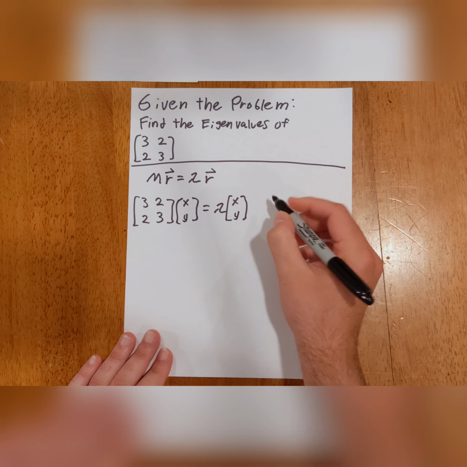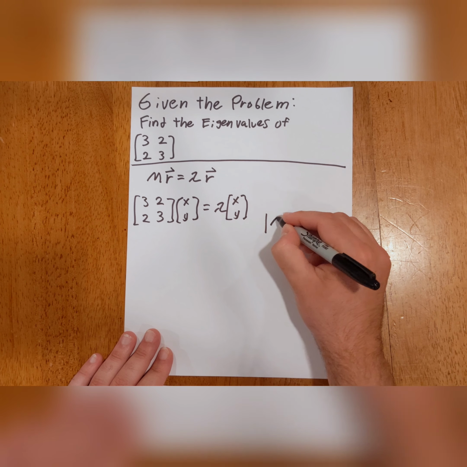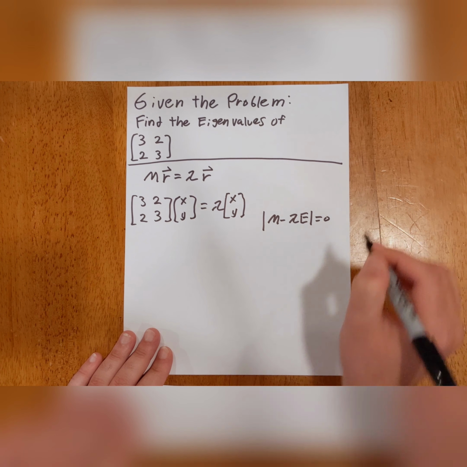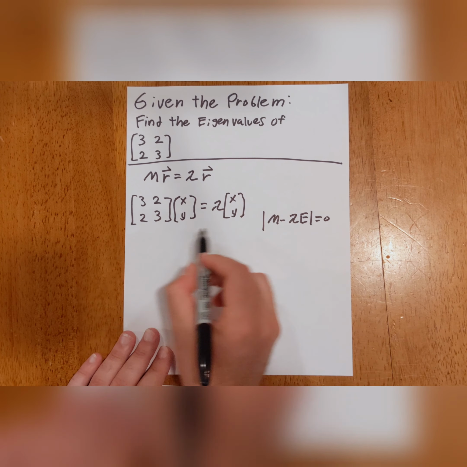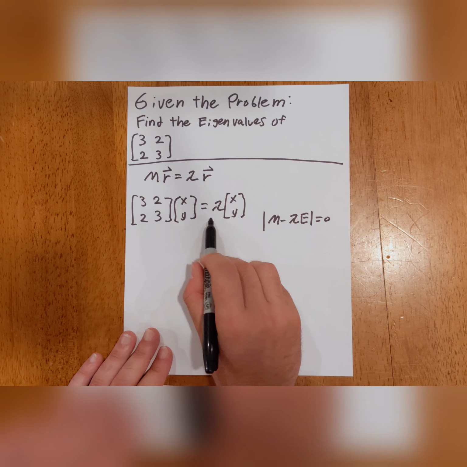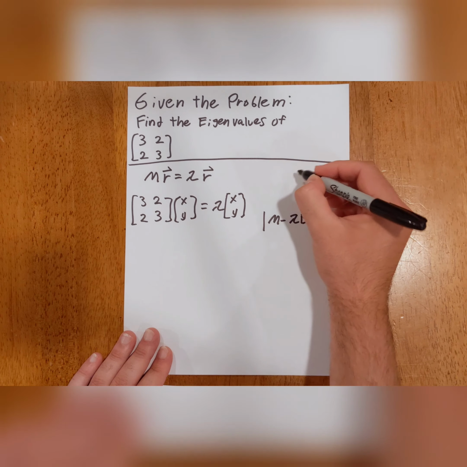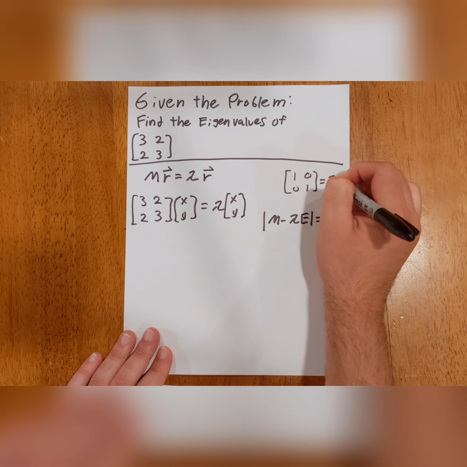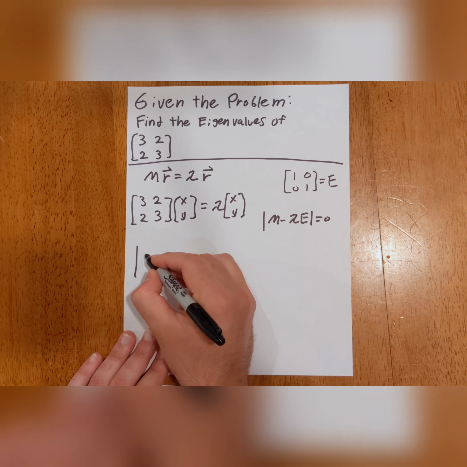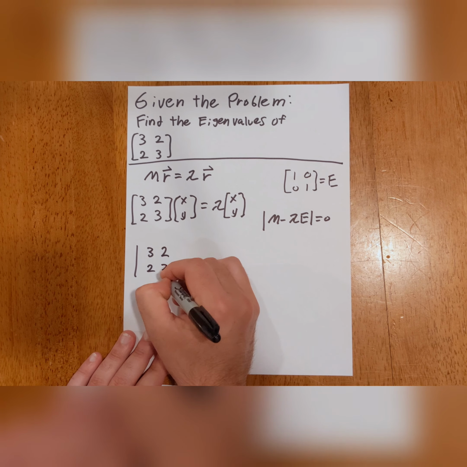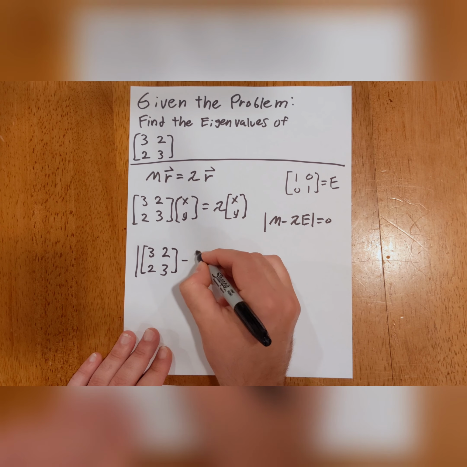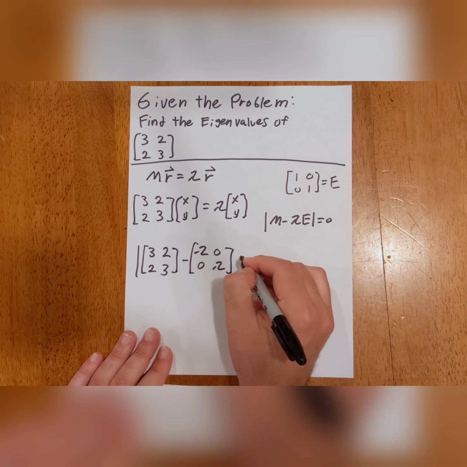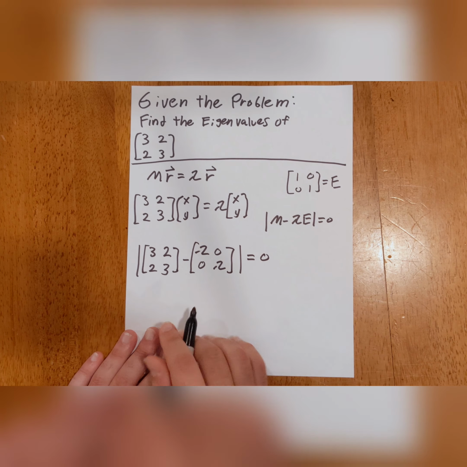Now that we have it in this form, we could apply the identity. The determinant of M minus lambda times the unit matrix is equal to 0. And we're simply going to plug this in for M. We have lambda right there, and our unit matrix is the matrix 1, 0, 0, 1. So plugging that in, we get 3, 2, 2, 3 as our matrix. Subtract that from lambda times the unit matrix. Take the determinant, and we get 0.